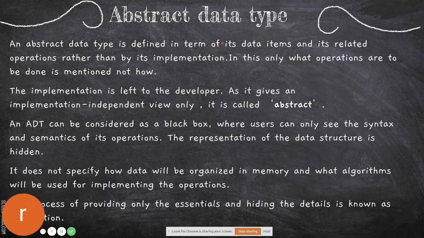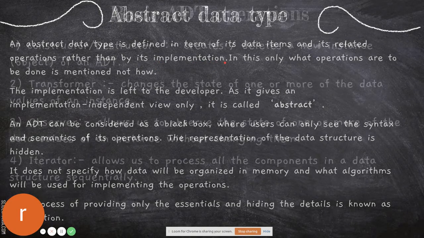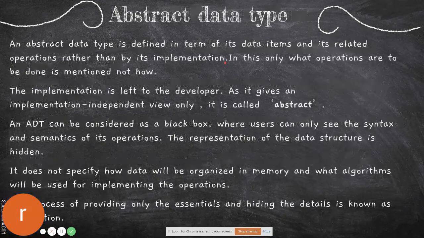Abstract data type. What is an abstract data type? An abstract data type is defined in terms of its data items and its related operations rather than by its implementation. In this, only what operations are to be done is mentioned, but not how. So you will be given the function and what it will do. That's all. No implementation, no coding, nothing is given. So the developer, by seeing that, can develop his own code under the given function.